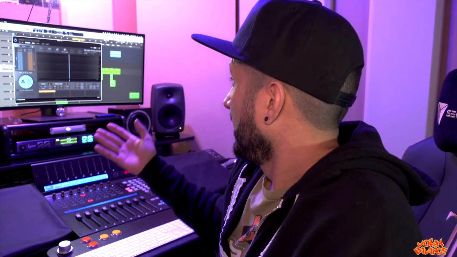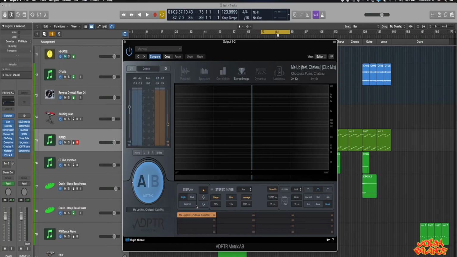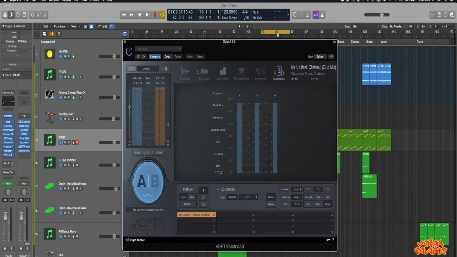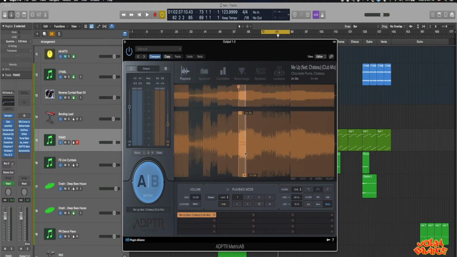So again, these are just some basic stuff that I wanted to share with you guys. Metric AB so far, this is all I'm using it for. I did read the manual. It's got a correlation meter, the spectrum analyzer, dynamics. It tells you loudness. It's got some really cool features for playback.